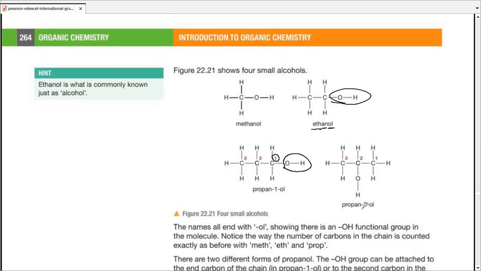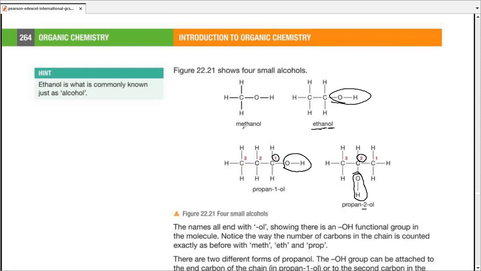And then propan-2-ol, which is specifying the position of OH, attached to which carbon atom in the chain. Both propan-1-ol and 2-ol are isomers to one another, and it's the position of the functional group that changes the name and hence their properties. Make sense? Yeah.